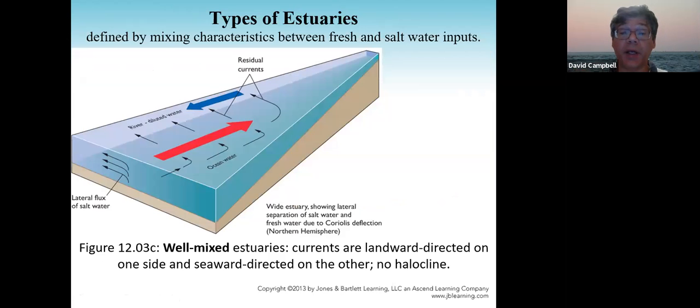In our well-mixed estuaries, the river flow is weak enough, there's plenty of chance for water to mix, and instead of a top-to-bottom zonation with a halocline, we actually have a side-to-side zonation. Turns out it depends on Coriolis effect. We will have the fresher water towards one side, and to the other side, the saltier water.